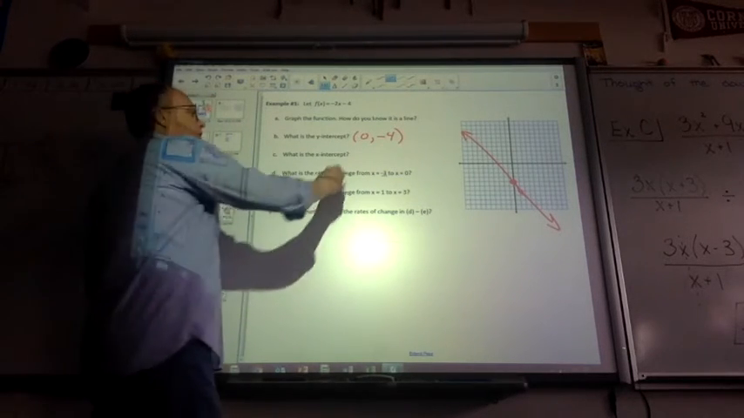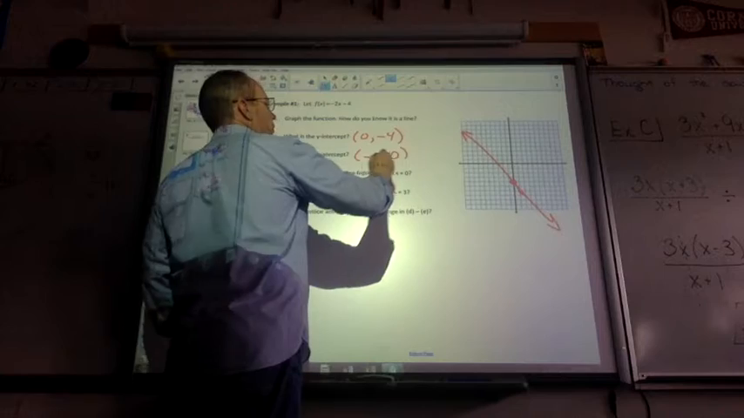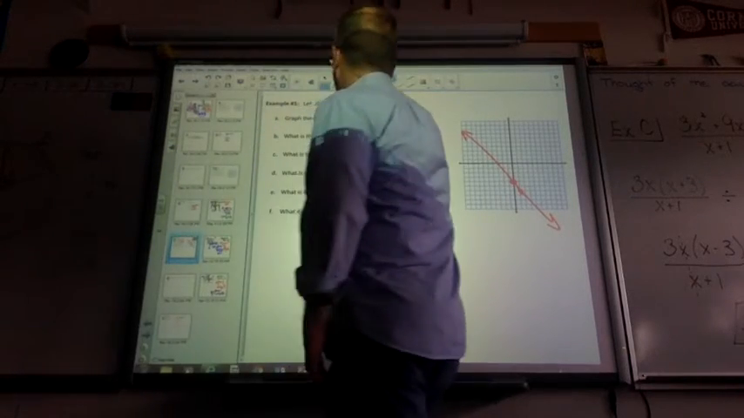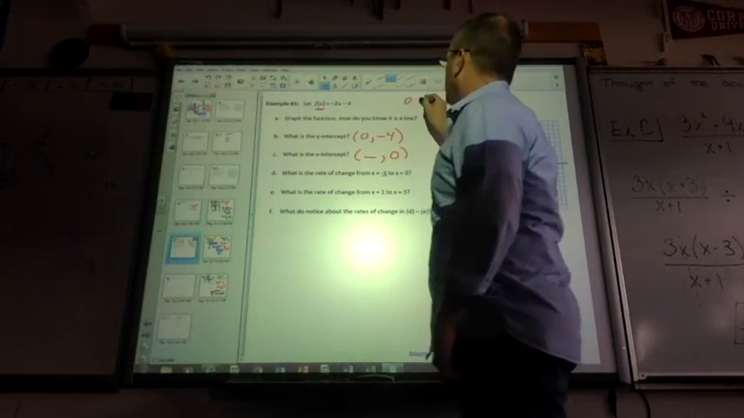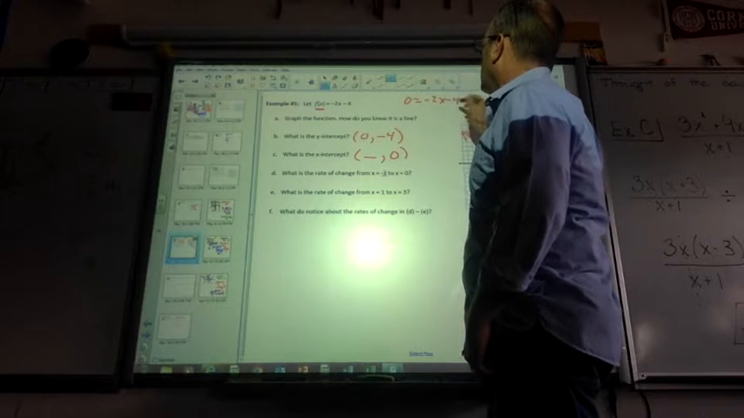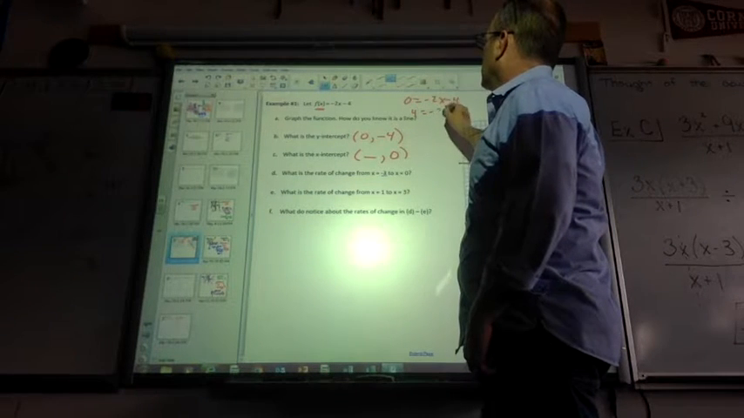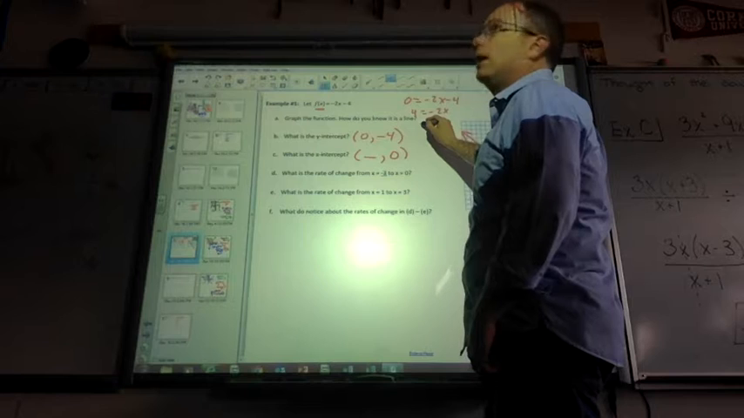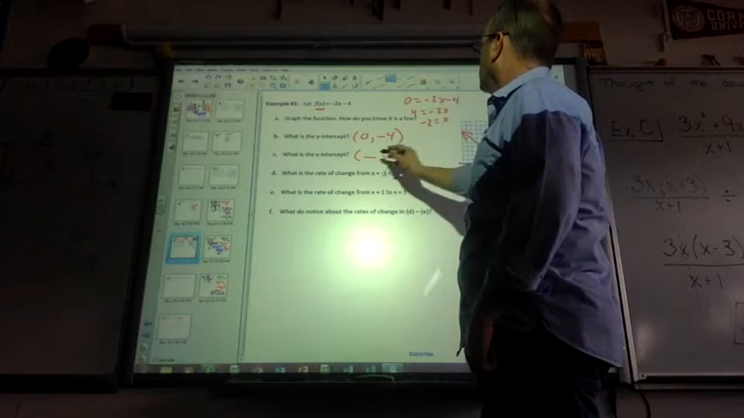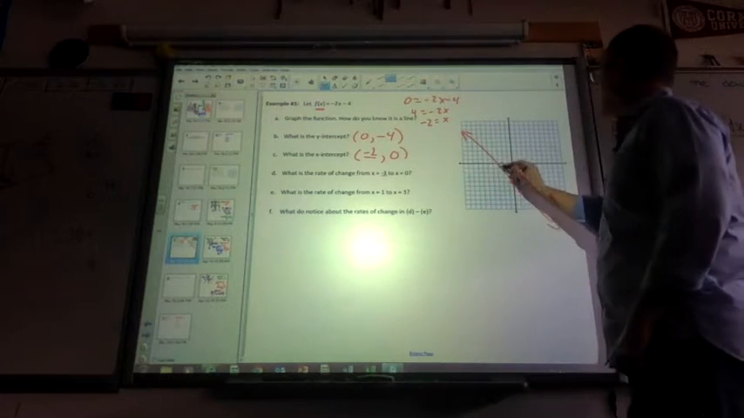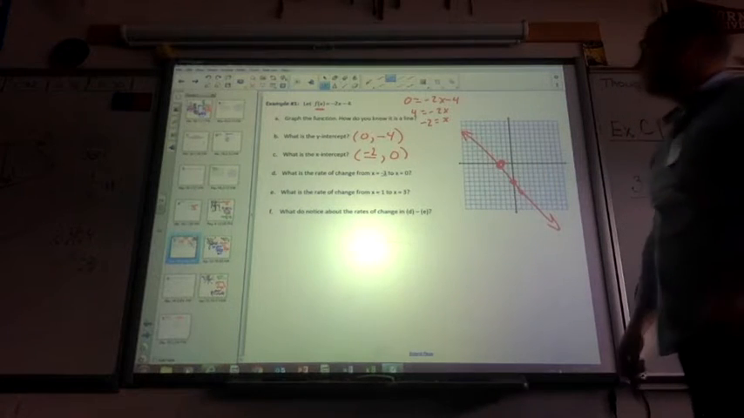What is the x-intercept? That means I have to plug 0 in for y. So if I do that, I'm plugging it in right there. So I get 0 equals -2x minus 4. Add 4. Divide by -2. So there's my x-intercept right there.